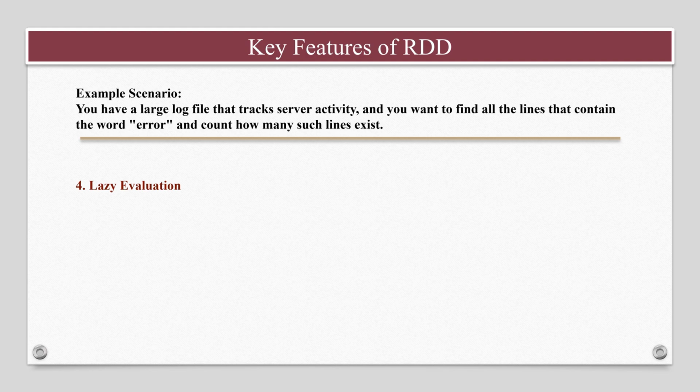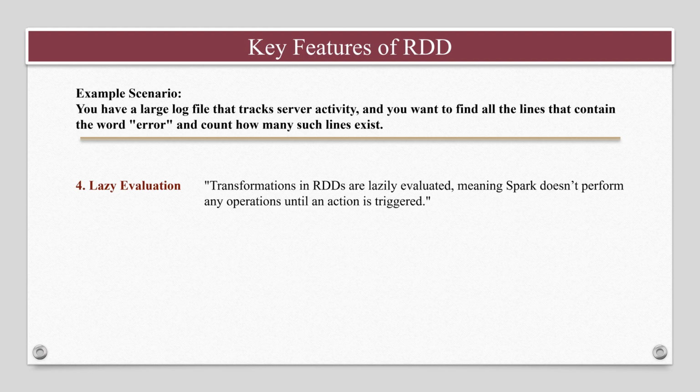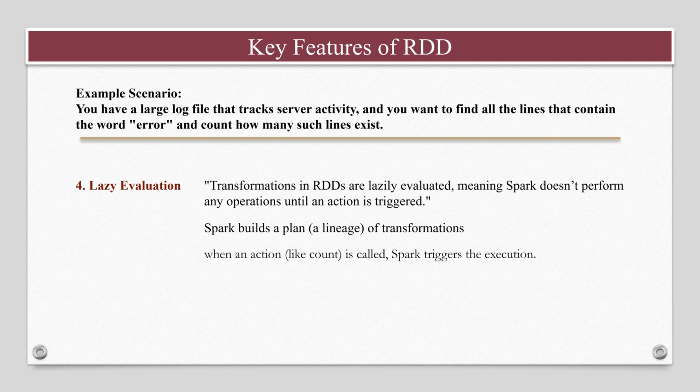Fourth feature is lazy evaluation. Transformations in RDDs are lazily evaluated, meaning Spark doesn't perform any operations until an action is triggered. RDD transformations like filter are not executed immediately. Instead, Spark builds a plan, a lineage of transformations, and only when an action like count is called, Spark triggers the execution.